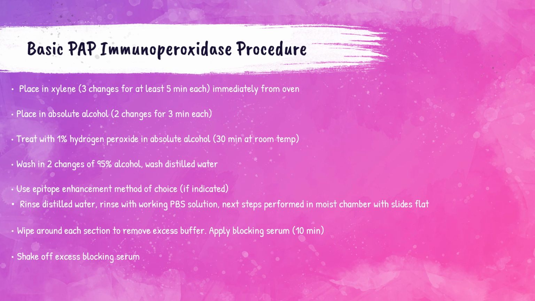Now, at this point, you want to use an epitope enhancement method of choice if indicated. Then rinse with distilled water, then rinse with working PBS solution, and then the following steps need to be performed in a moist chamber with the slides flat. You want to wipe around each section to remove any excess buffer, and then apply a blocking serum for 10 minutes. After this 10-minute period, you want to shake off excess blocking serum.